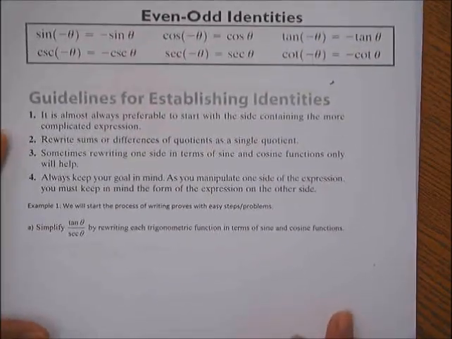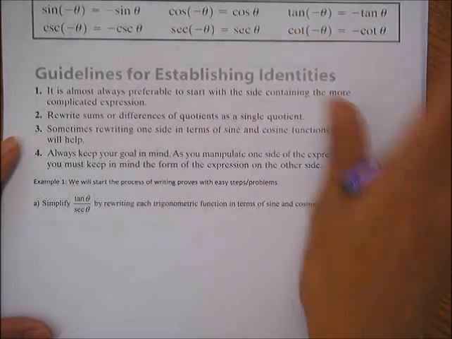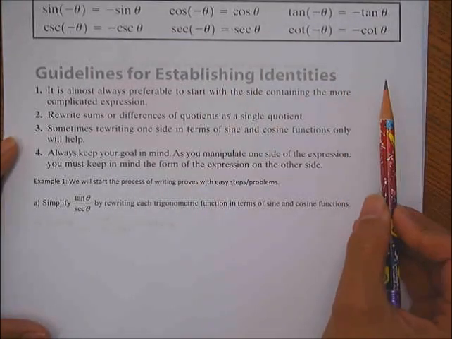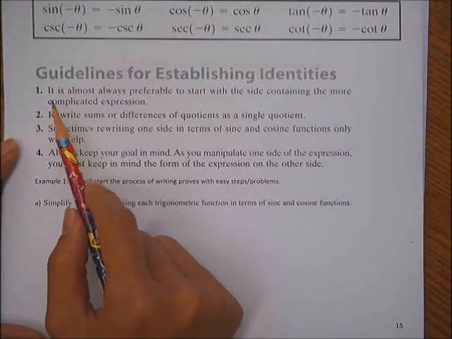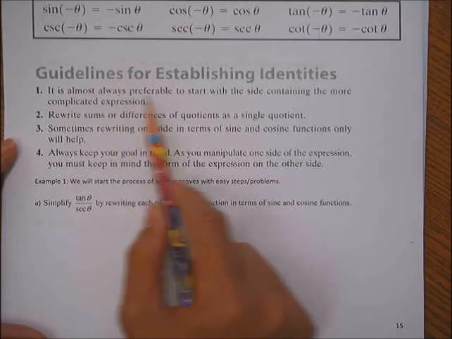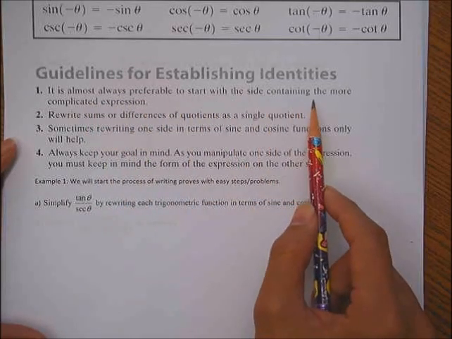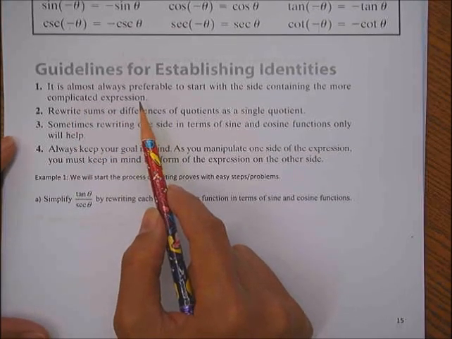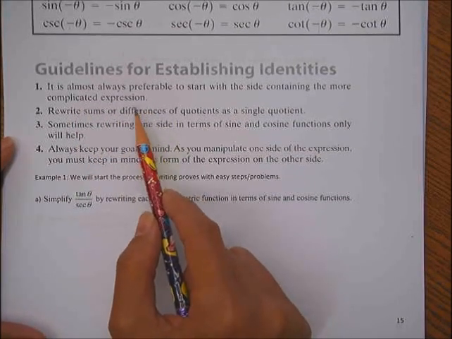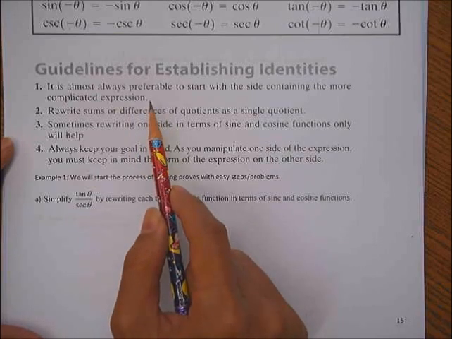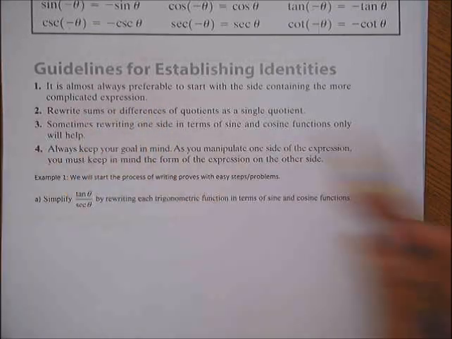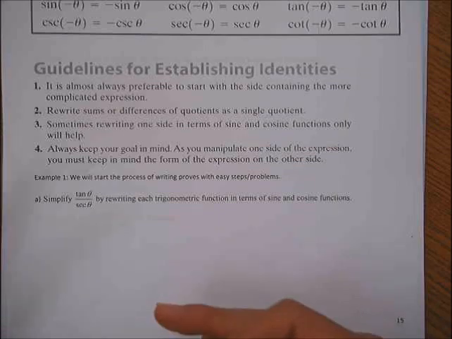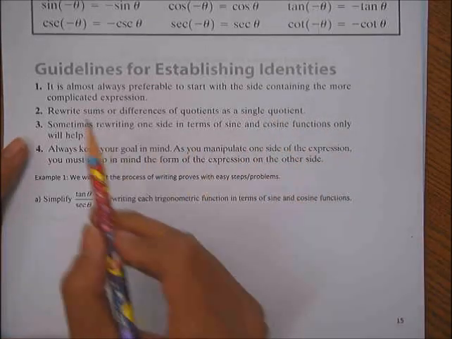So let's establish some guidelines for proving identities. Number 1, it is almost always preferable to start with the side containing the more complicated expression. So if you look at a side that looks scarier or longer, that's where you want to start. It's easier to go from larger and more complicated to a simpler and easier expression.